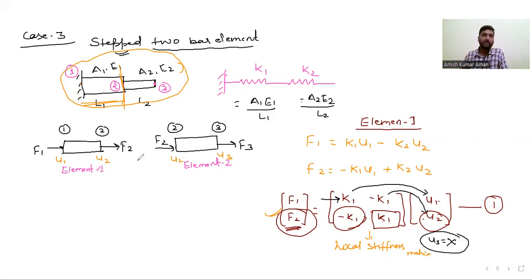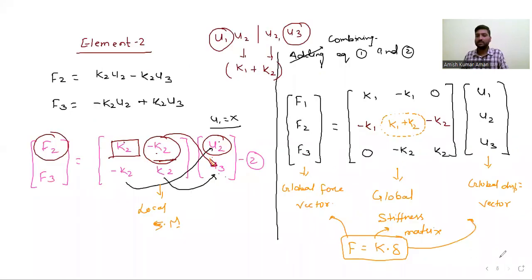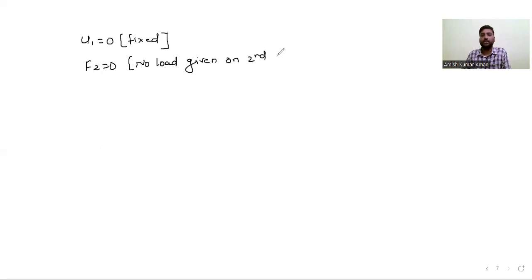Second thing, here F2, if you will see this F2 value, I have not given any force value here. So F2 is also 0. F3, let us say this F3 as P. I have applied a load vector here, P vector. So if you will see the boundary conditions, what are the boundary conditions here? U1 is equal to 0, because the support is fixed. F2 is equal to 0 because no load given on the second node. That's why F2 will be 0. And F3 value is equal to P.